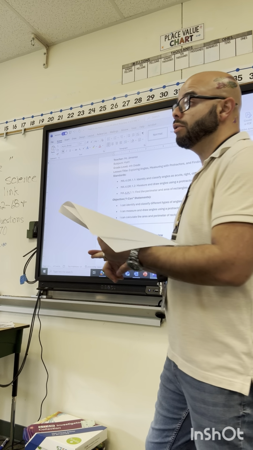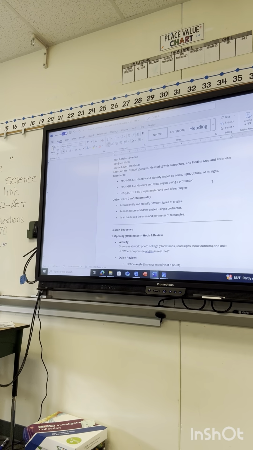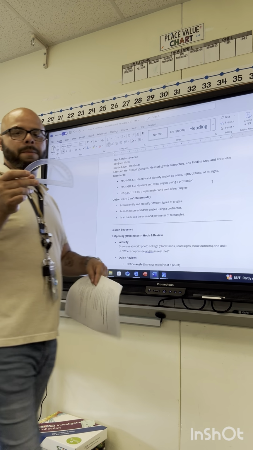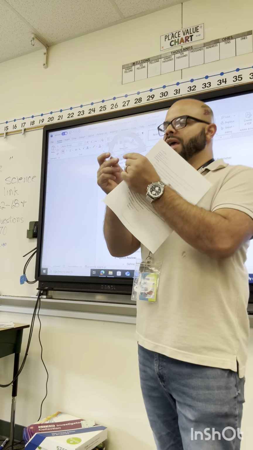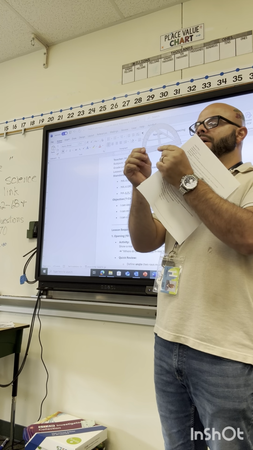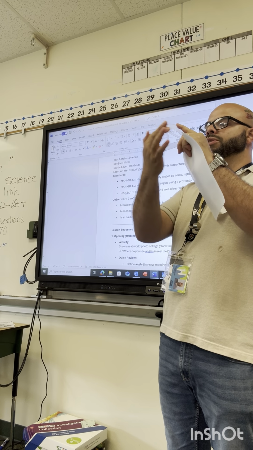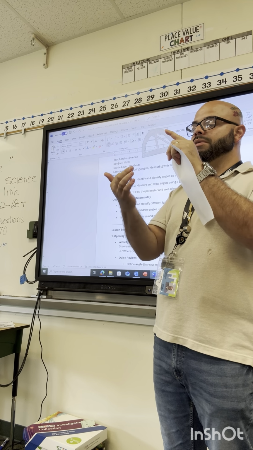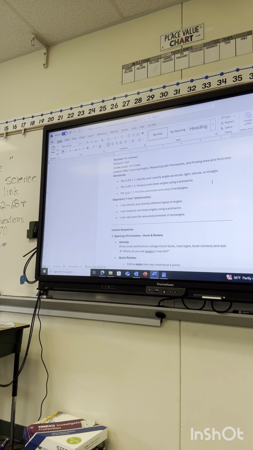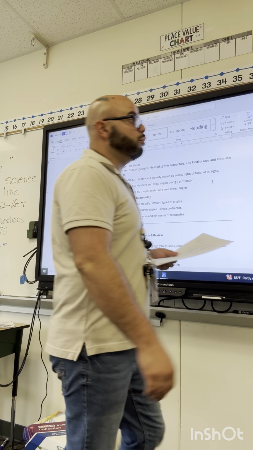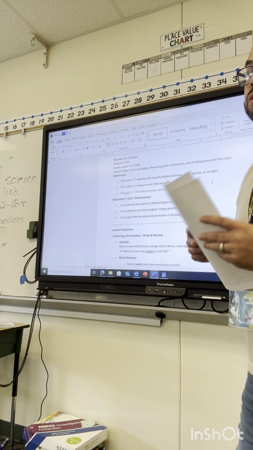Oh, protractors, that's pretty cool. These are protractors. So these here are your protractors. And you're going to notice that the protractors have rulers. We're going to speak about that. You're going to see that the protractor has numbers on it. So measuring angles and using a protractor to measure the angles is what we're going to go into today.